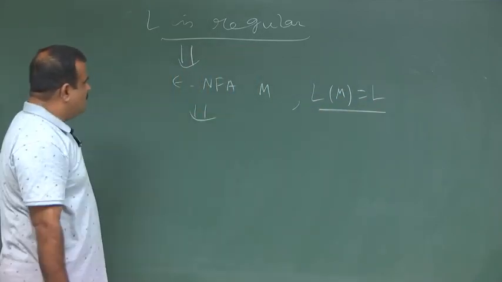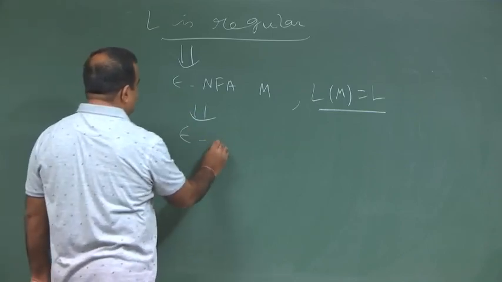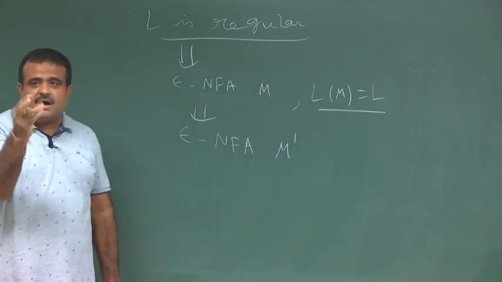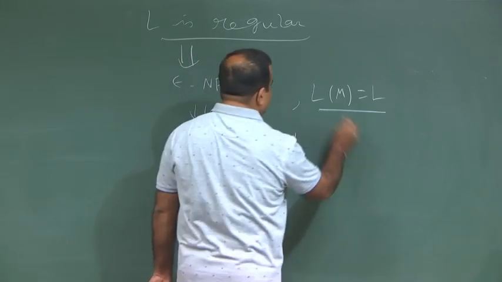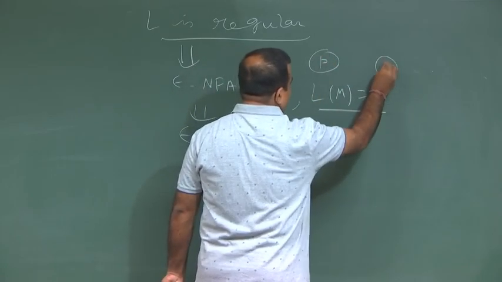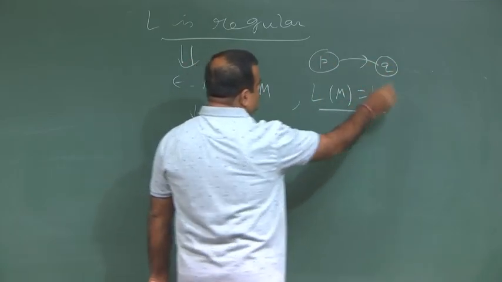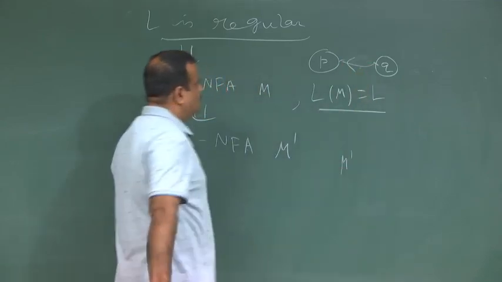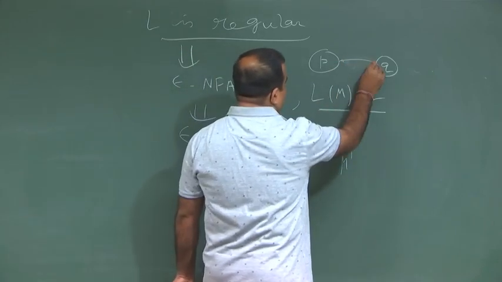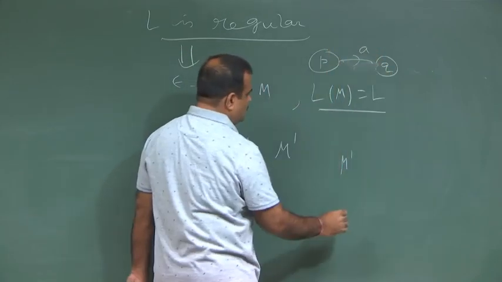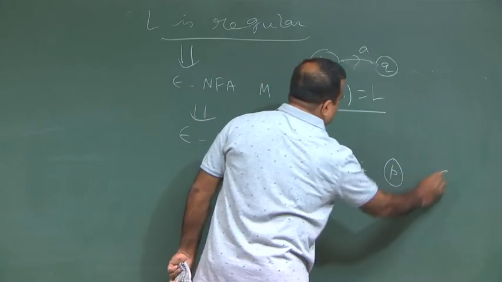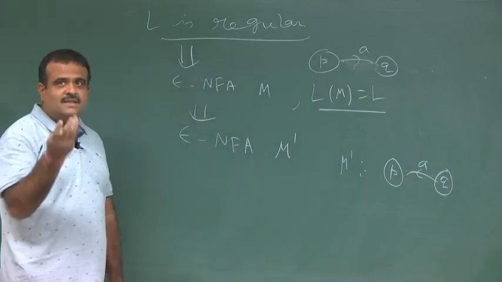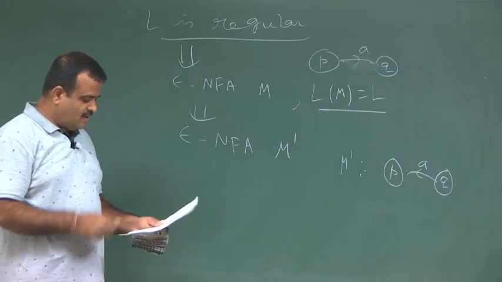Now, from here we can construct a new epsilon-NFA M star by just reversing the arcs. So, if there is a path in M like this, P to Q, then in M star we will make these arcs reverse, like this. So, we will reverse the arc. A could be epsilon also. So, in M star it will be Q to P. We are just reversing the arcs.